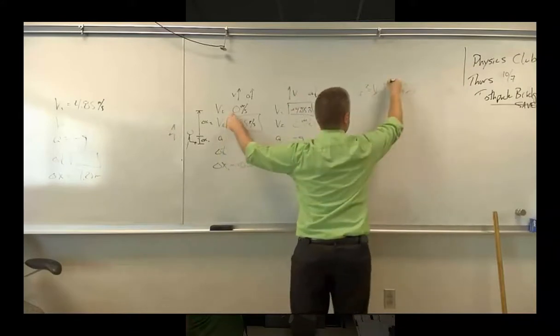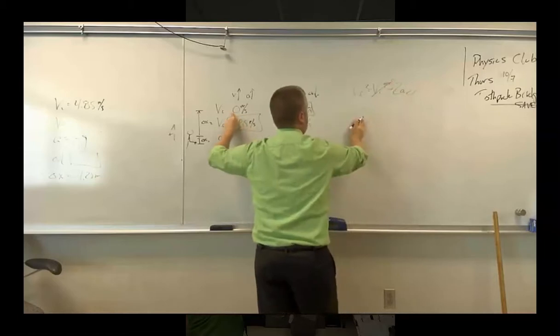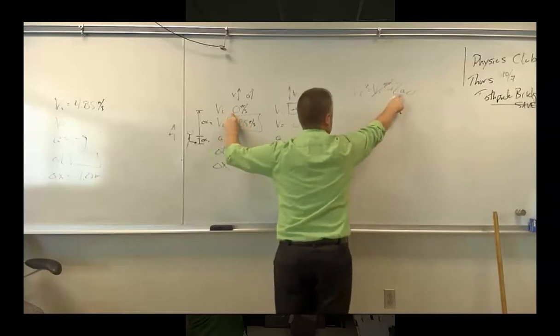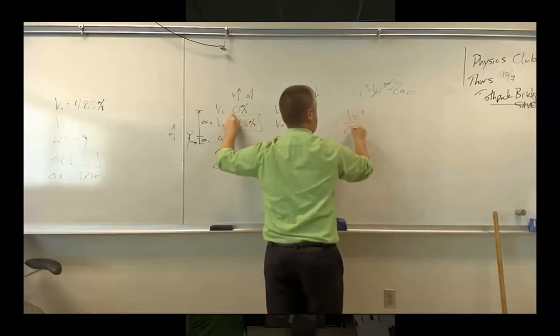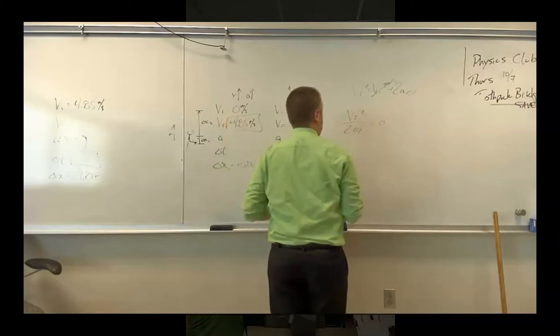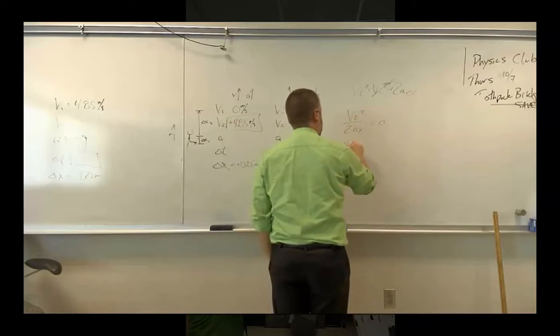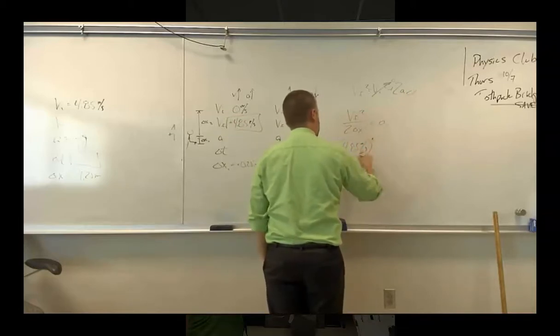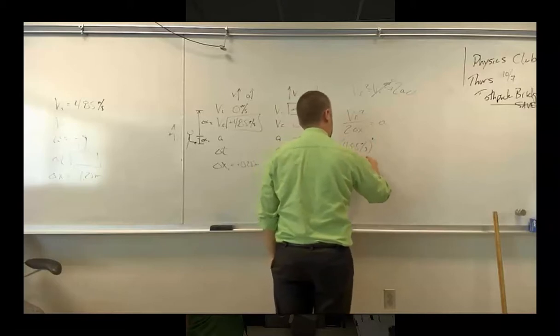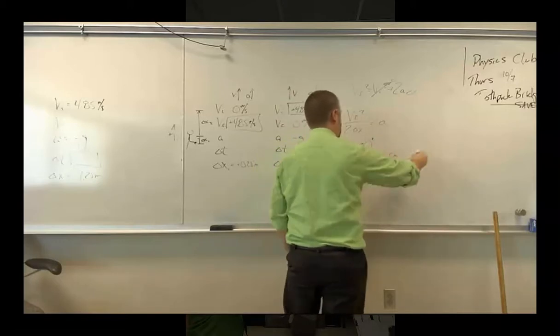Velocity initial is zero this time. And like I said, I was solving for acceleration before, so I'm going to divide by 2 delta x, and that should give me acceleration. Velocity final is 4.85 meters per second. Square that, divide by 2 times 0.25 meters is acceleration.